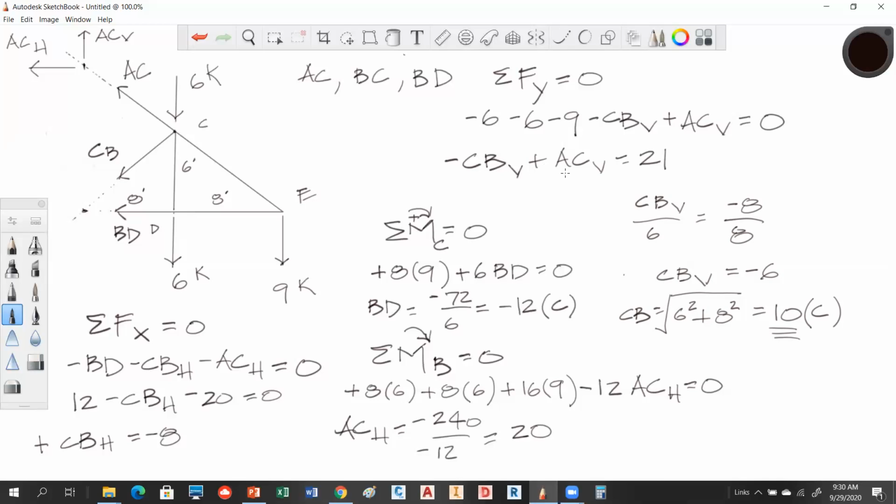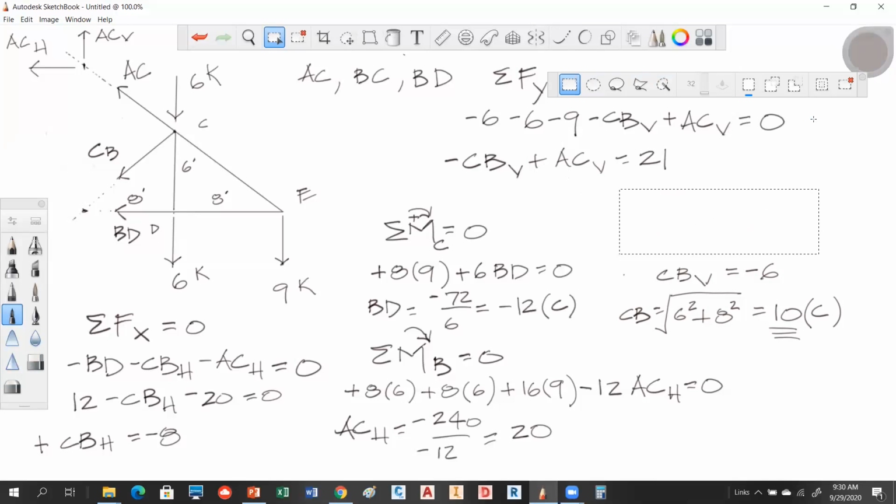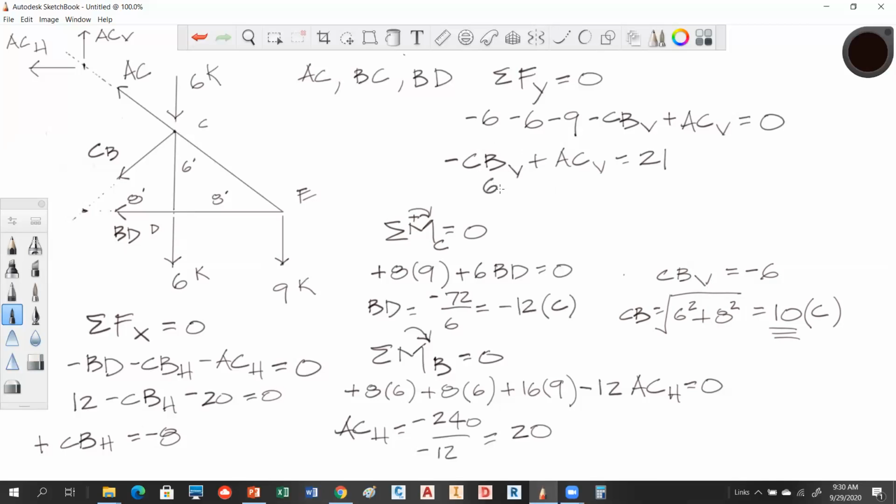Well, I'll solve it through this. What I'm going to do is erase, get rid of this right now, just put that out of my way. Okay, so if I look at this equation up here, I know CB vert is -6. When you plug a -6 into this, that becomes a 6. So that'll be 6 plus AC vert is equal to 21. So therefore AC vert will be equal to 21 minus 6. Gives me 15.